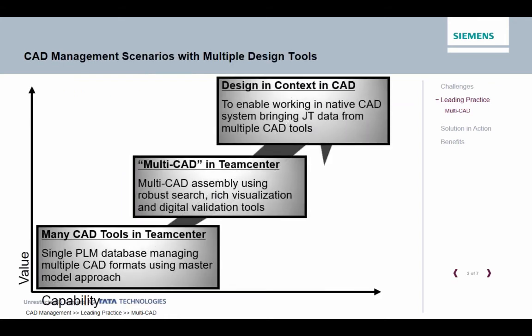Here is another way to look at it from a value capability standpoint. So my discrete product design, which is nothing but many CAD tools scenario, falls at the bottom of my value capability spectrum. Obviously, the design in context comes at the top of it.